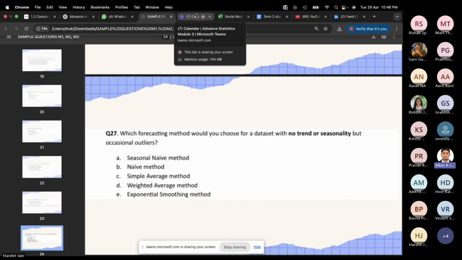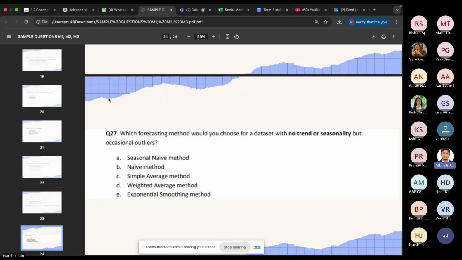Are we sure that the answer is E, exponential smoothing method? Why is it so? No answer. Oh, like that. No, in the answer sheet it's shown as E. Oh, okay. We don't know what's the basis on which we should conclude that.